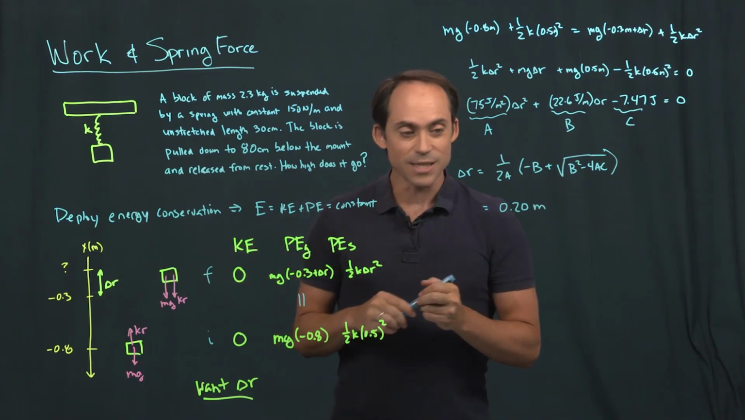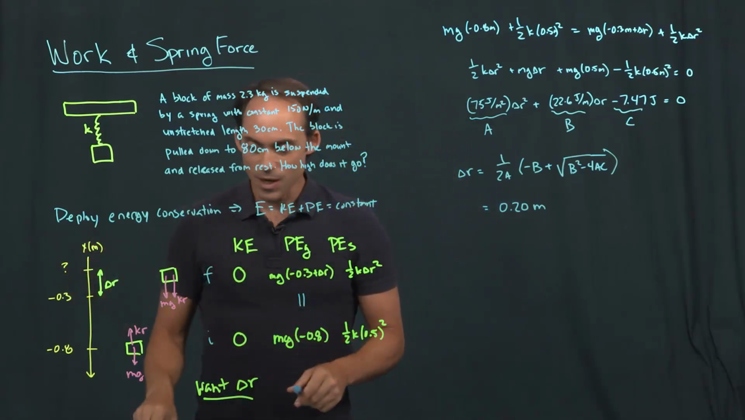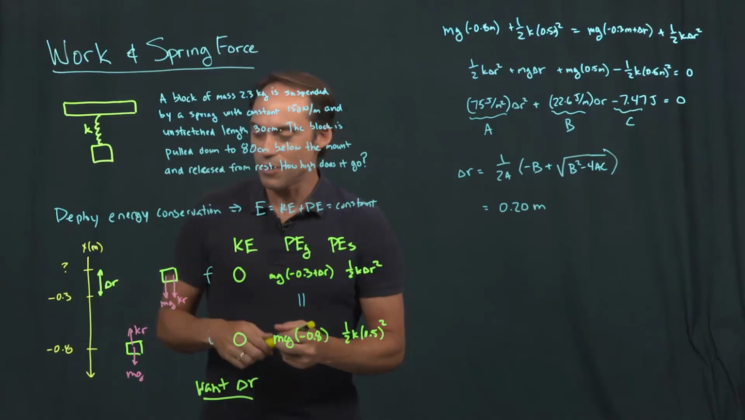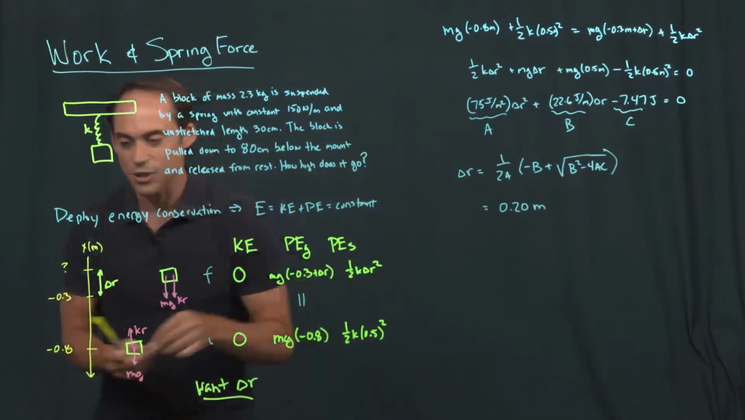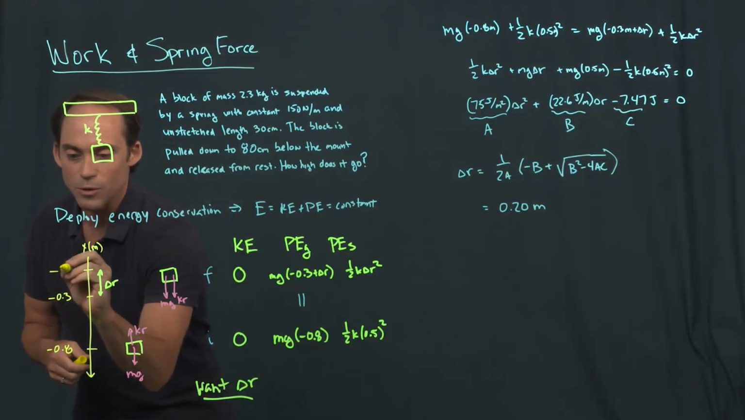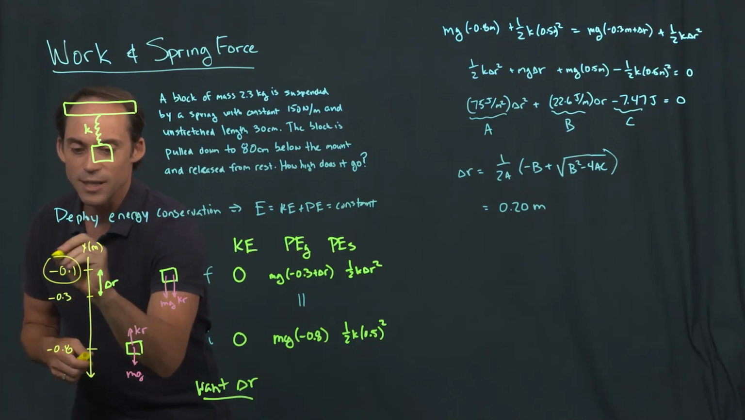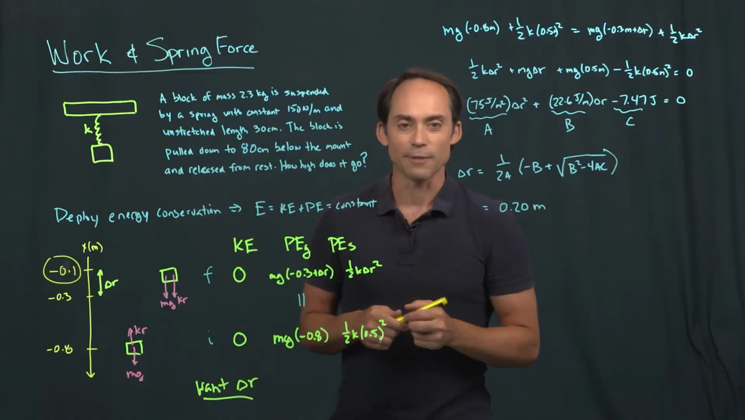So we're almost there, because that's not actually the answer. The answer was how high it goes on this y-axis. And of course it's 0.2 above this point. So now we know that the final position is just minus 0.3 plus 0.2, and our final position is here at 10 centimeters below the maximum height of the spring.